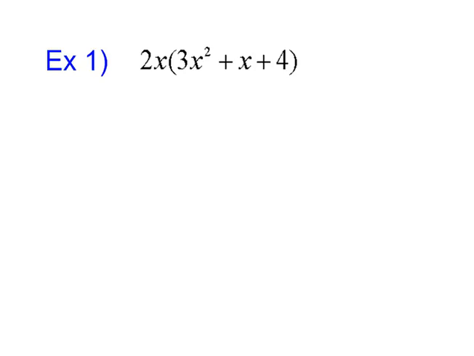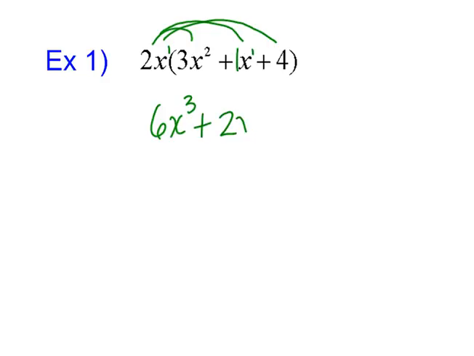So first off, here we have 2x times 3x squared plus x plus 4. If we distribute the 2x to every single term, our results will be 2 times 3 is 6. I have 1 x here and 2 more there, giving me x to the third. 2 times 1 is 2, and I have 2 x's here, so that will give me x squared. And 2 times 4 is 8, and I have a single x which comes along with me.